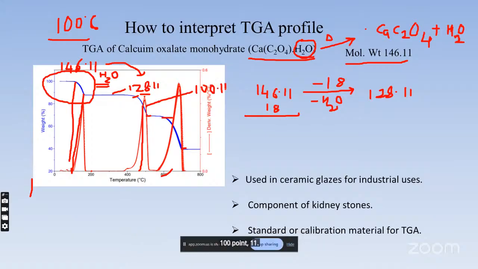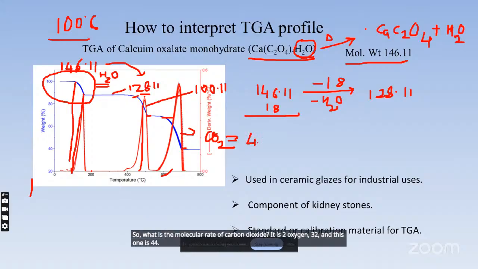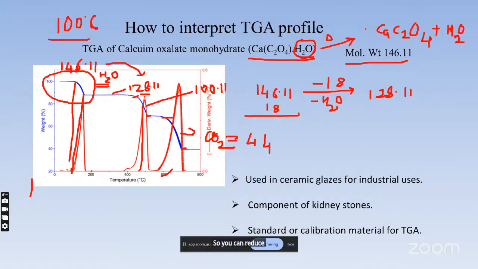100.11. And in the next step, there is a loss of carbon dioxide. So what is the molecular weight of carbon dioxide? It is 2 oxygen, 32, and this one is 44. So you can subtract this 44 from 100, so it will be 54.11 something. At the last, you will have 54.11% weight remaining of your sample.